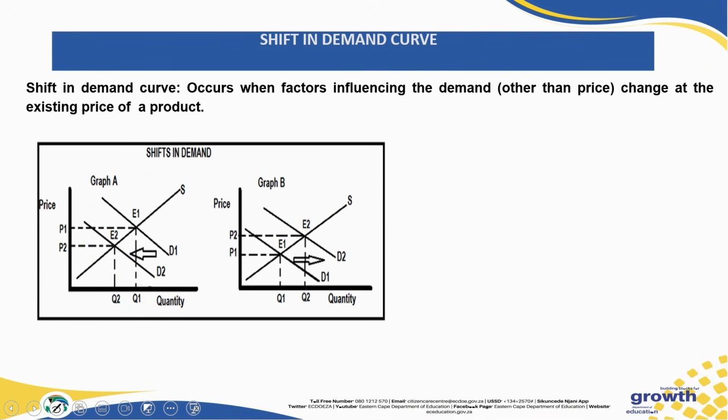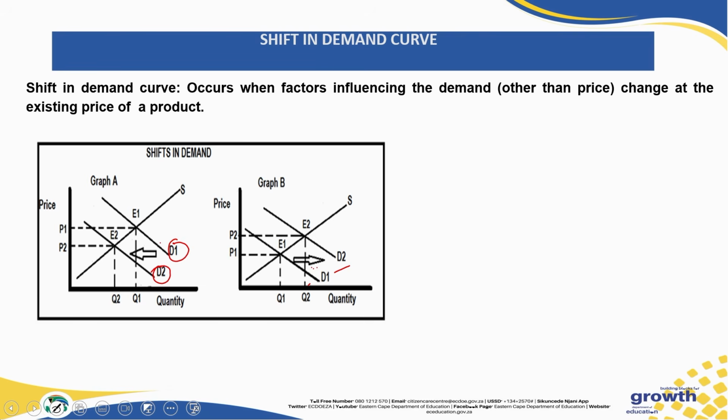The first one, a shift in demand curve, D1, meaning this is the original demand curve. It was the first demand curve. And then the demand of the product changed. Then we have D2, meaning the demand of the product decreased once the demand curve shifts to the left. Know that the demand of the product has decreased. But if the demand curve shifts to the right, meaning the demand of the product has increased. Remember, the price did not change, only the quantity demanded of the product has changed.